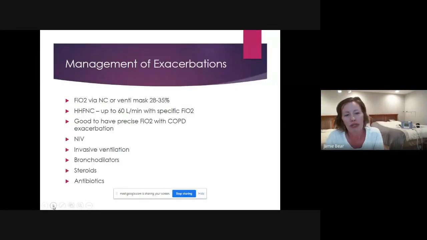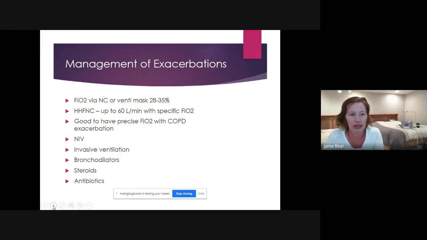So other management principles of exacerbations would be FiO2 via nasal cannula or a Venturi mask. And remember that the Venturi mask gives that precise FiO2. And then heated high flow nasal cannula is a good choice, and you can go up to 60 liters per minute with adults. And then once again, they have that specified FiO2. So when you're dealing with stable COPD or a patient having a COPD exacerbation, it is good to have a precise FiO2.